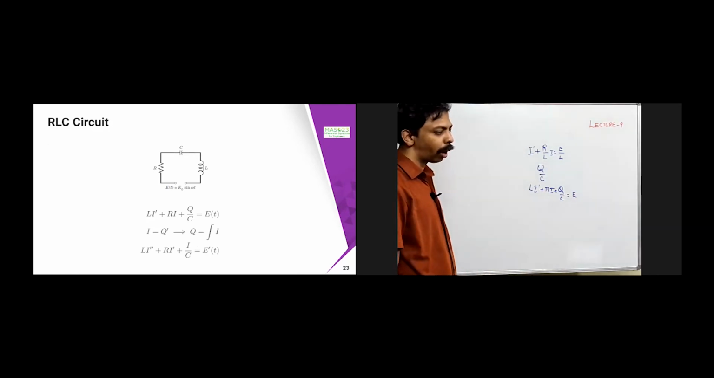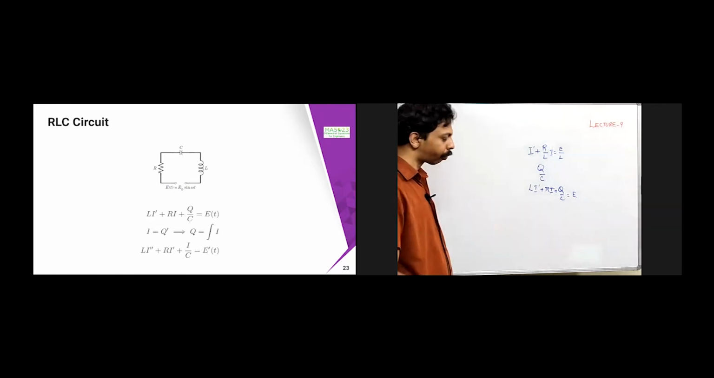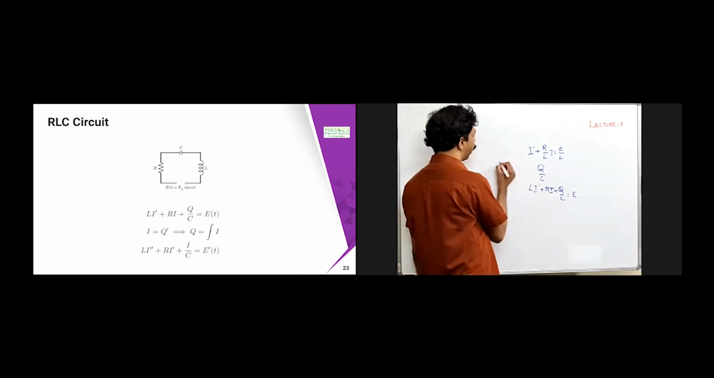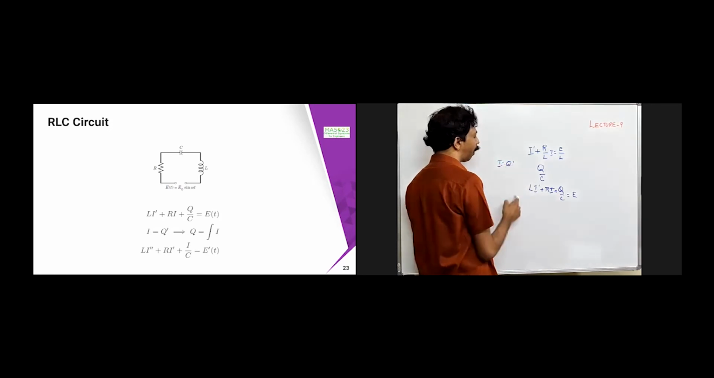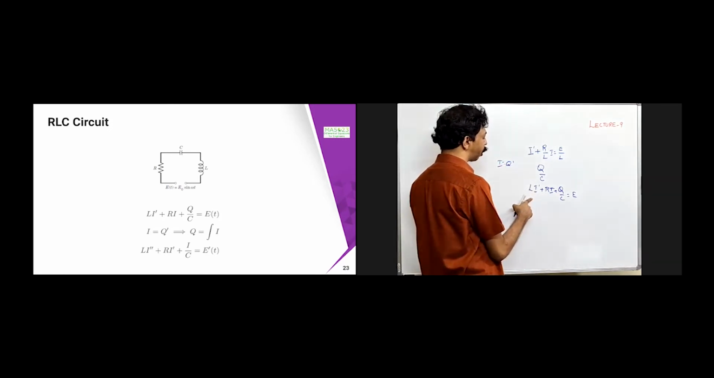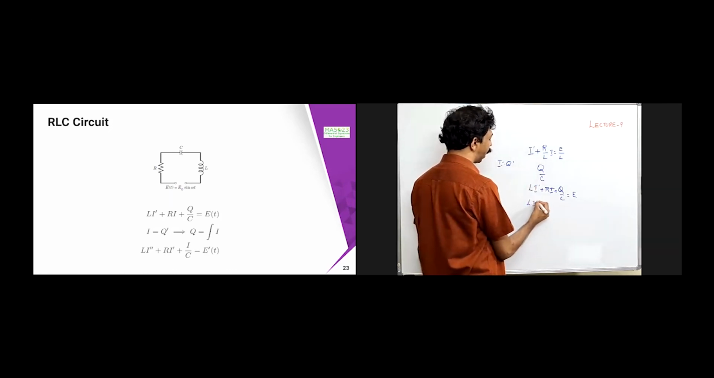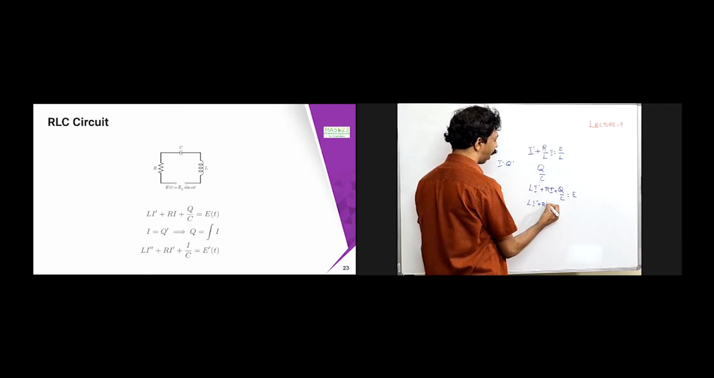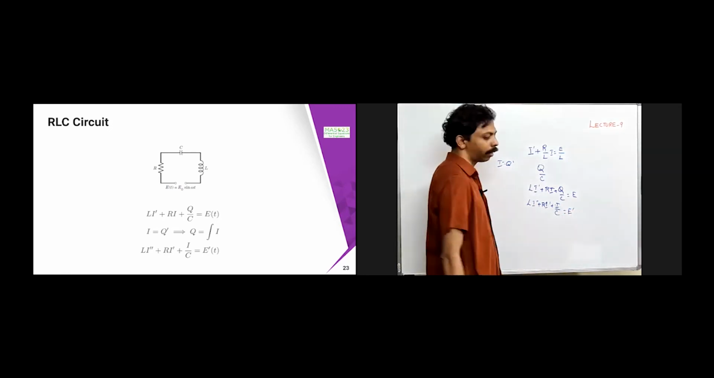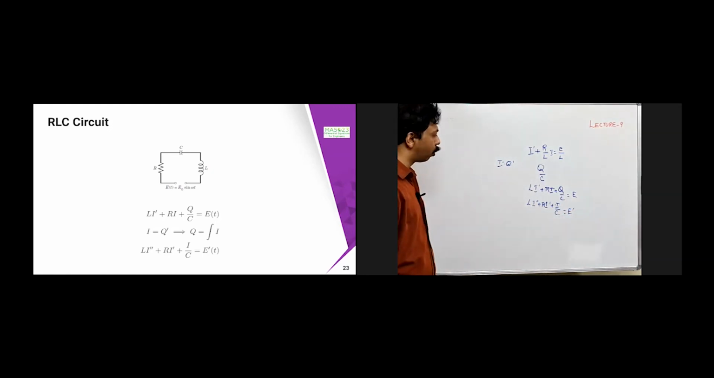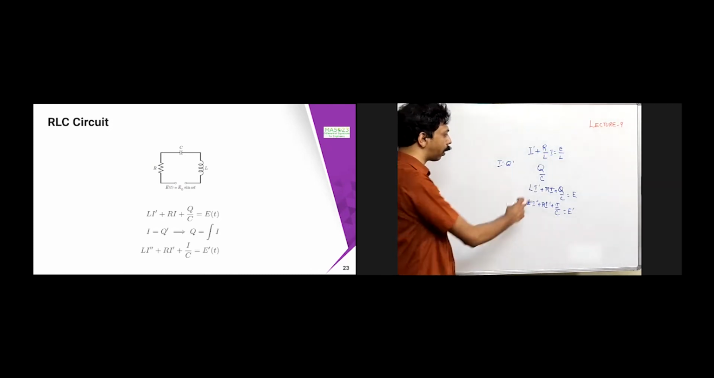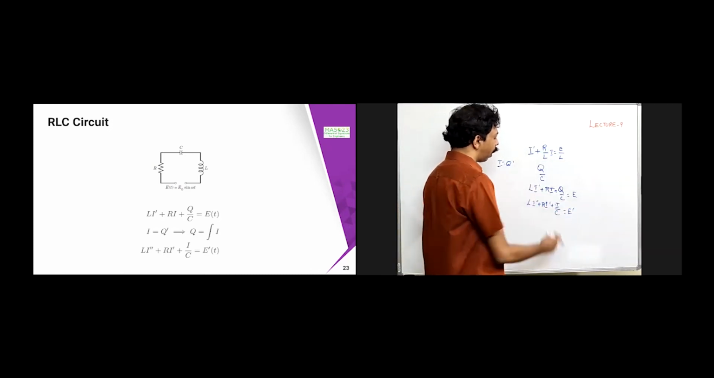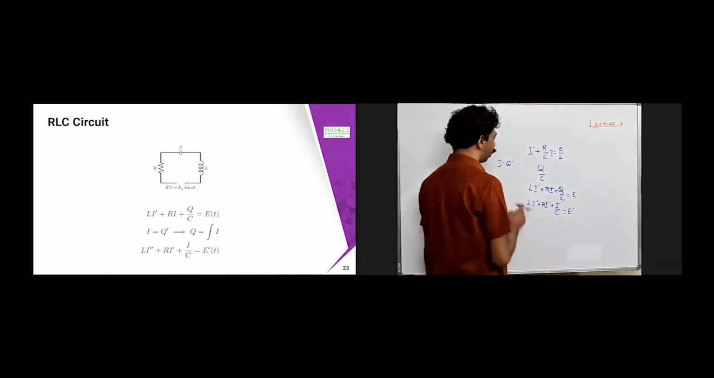Now I'm just going to use I equal to Q dash. Therefore, I'm just going to differentiate this one with respect to t. So this is going to become Li double dash plus Ri dash plus Q dash, and Q dash is nothing but I, so I by C equal to E dash. I'm also going to differentiate E, so E dash of t. R, L and C are all constants. Either you can get this one, or you can do the other way.